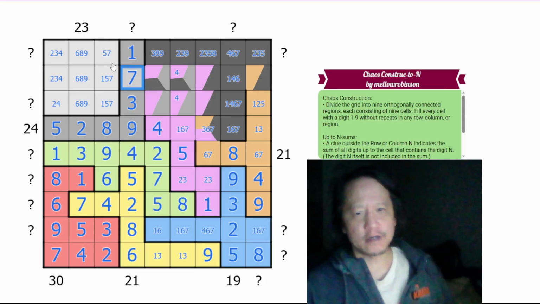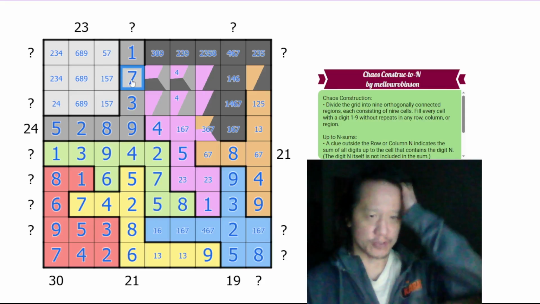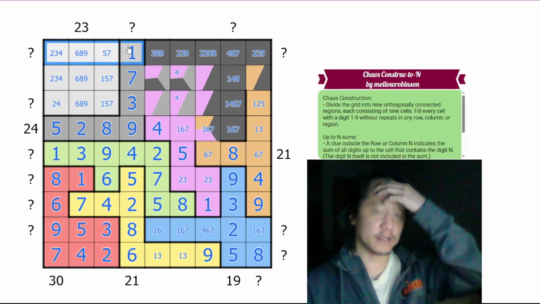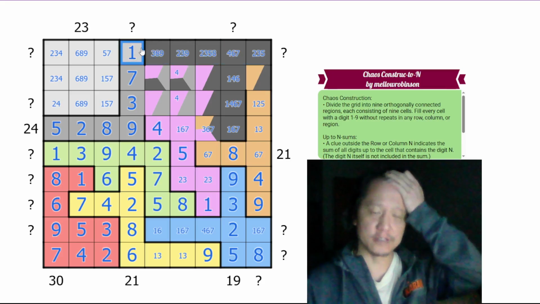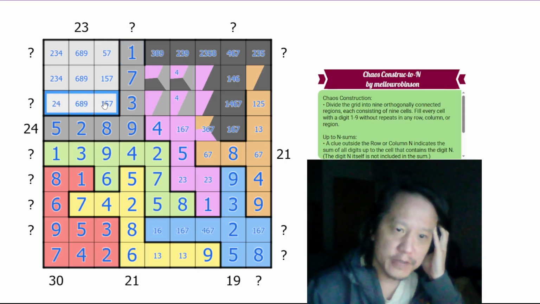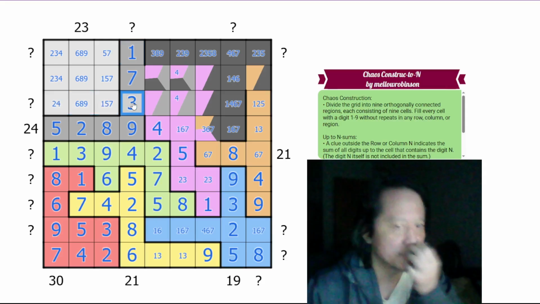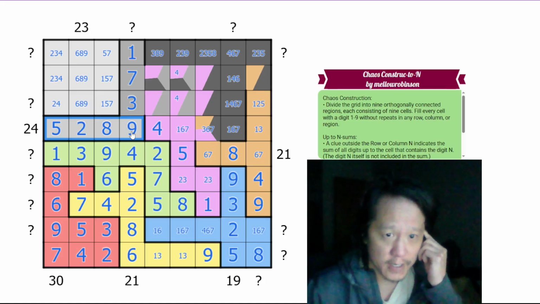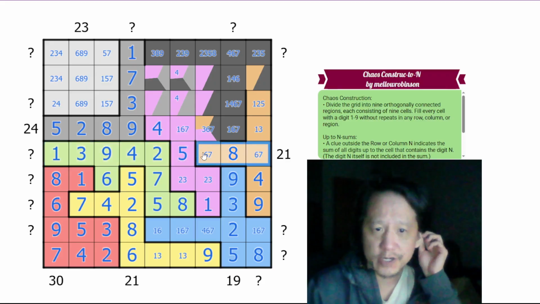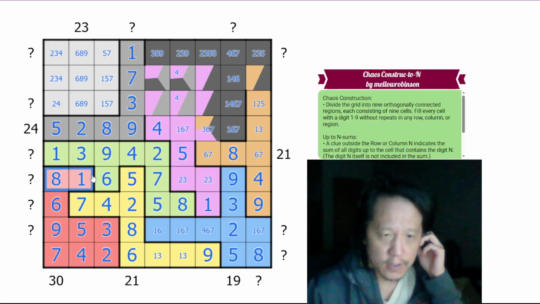Okay, so I think all the up to n sums are done. This is done. This is the same region, and then this is a different region 1. This is the same region, this is a different region 1. This is the same region, this is a different region 3. This adds up to 24. 7 plus 8 plus 9, and that's a different region 4. This is the same region, that's a different region 5. This adds up to 21, different region 5.